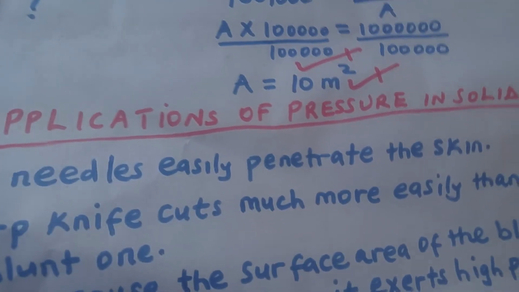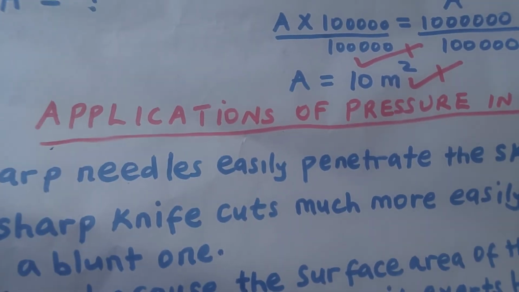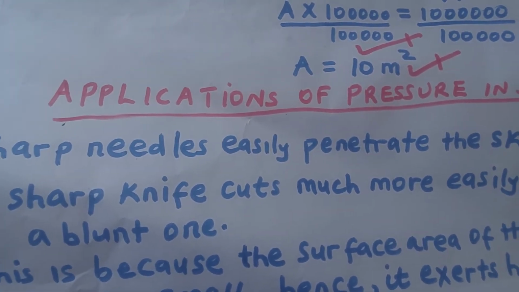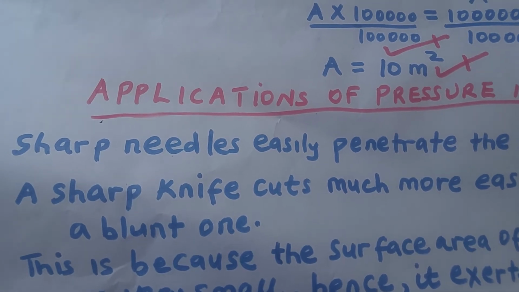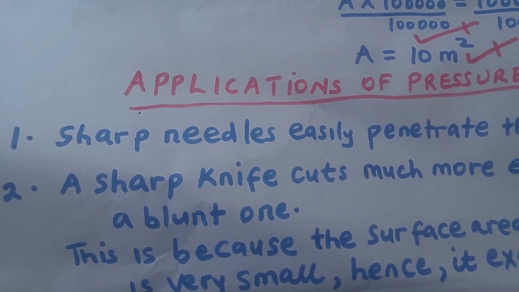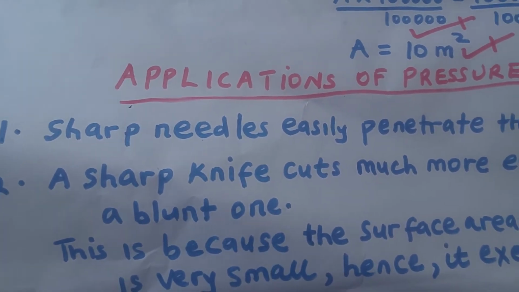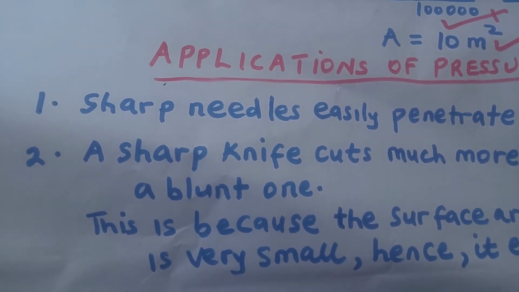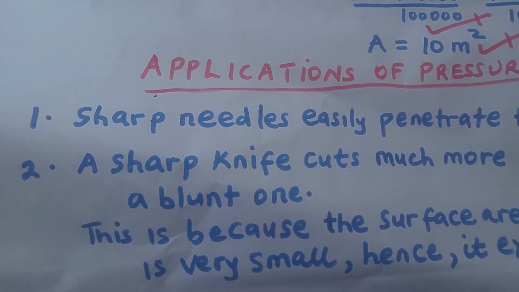Now, let's look at applications of pressure in solids. We are talking about pressure in solids. And we said there are 2 factors which affect pressure in solids. What did we say? Force and area. And I remember giving an example when a doctor is injecting somebody. He applies the force at the end of the needle. Why? So that the medicine can move.